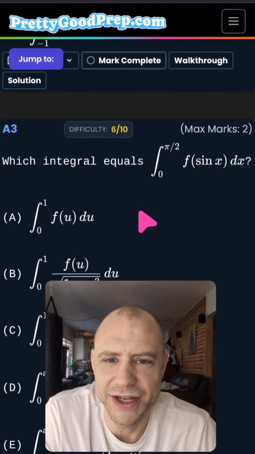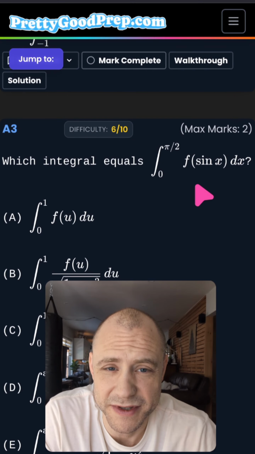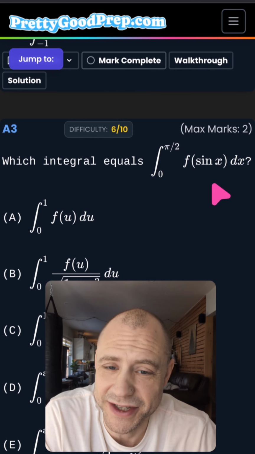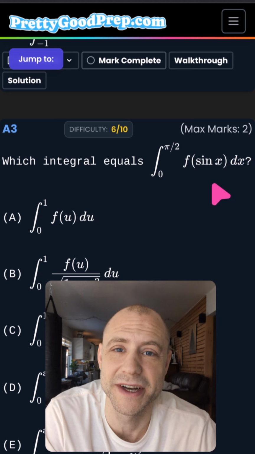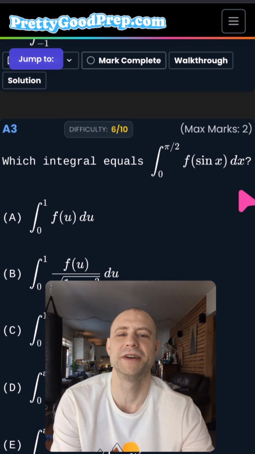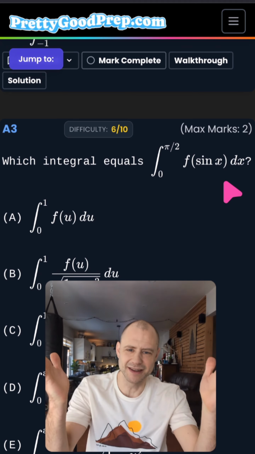Here is a super interesting integral question. Which integral equals this jazz here? So integration is not just about integration techniques, doing integration by parts, doing substitution. Sometimes they throw in a little bit of a curveball, not necessarily too hard, but anyway.